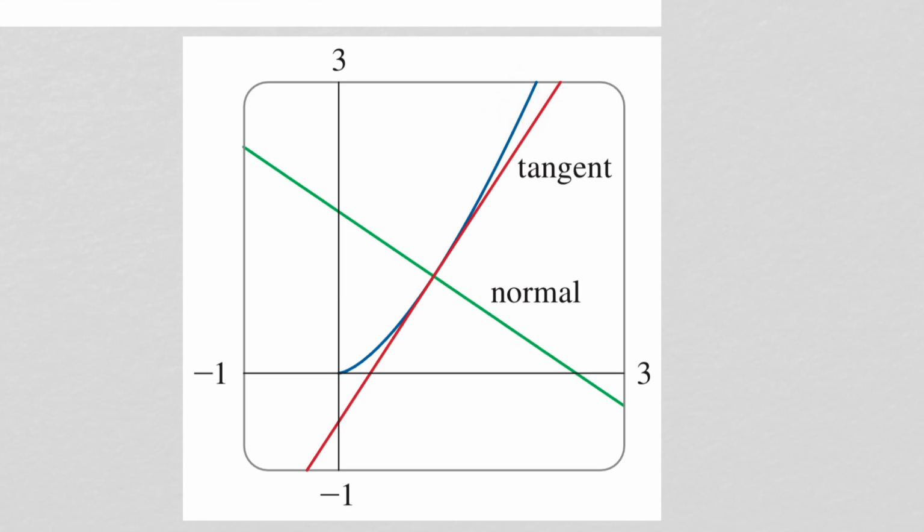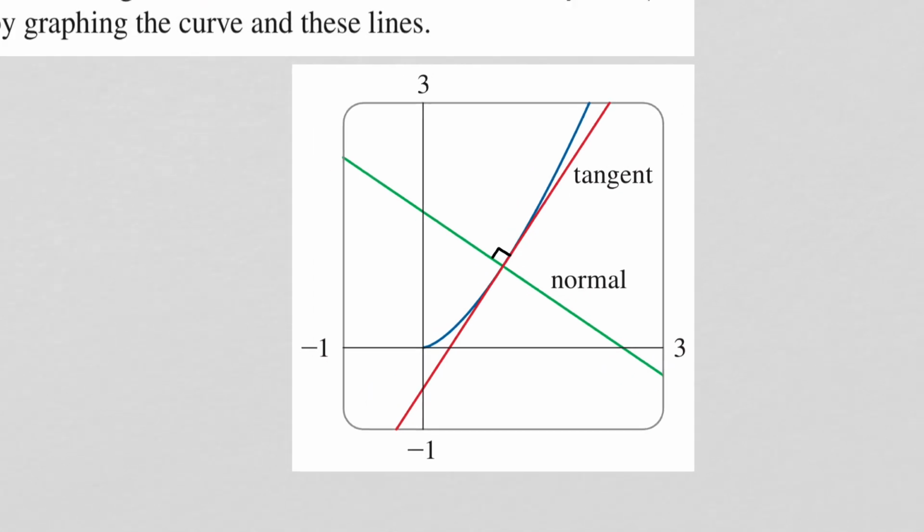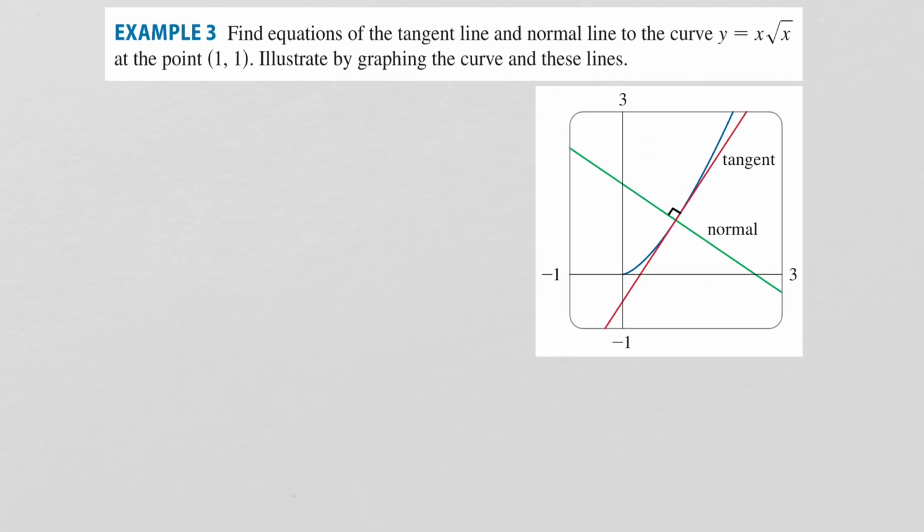Now the tangent line is going to be very familiar to you. That's this line right here. The normal line is just the line that is perpendicular to the tangent line. So what makes the green line here, the normal line, is that there's a 90-degree angle between the normal line and the tangent line. So we'll talk about how to find the normal line in just a second, but it turns out that it's not that big of a deal, as long as you know what it is.